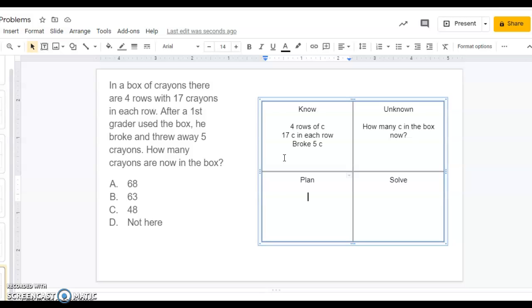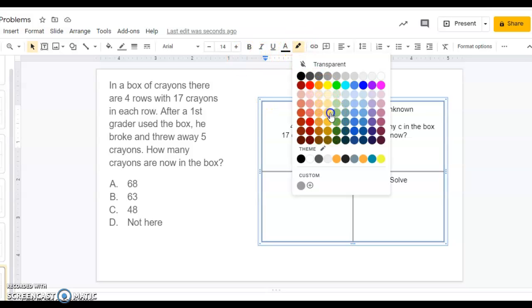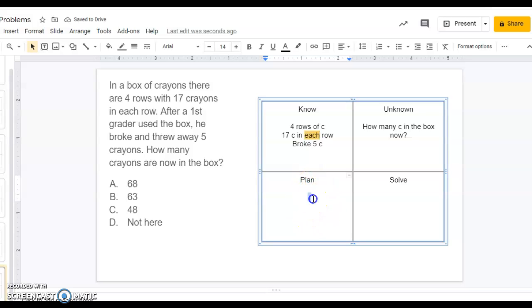So I do know that there are 4 rows with 17 crayons in each. That's a word that is very important to me, in each row. And we talked about how that means either multiplication or division, but I'm not dividing yet, so I know I'm going to multiply. For my first step, to figure out how many crayons I have in that box, I would have to do 17 times 4, and that is going to equal C, how many crayons I have in the box all together.